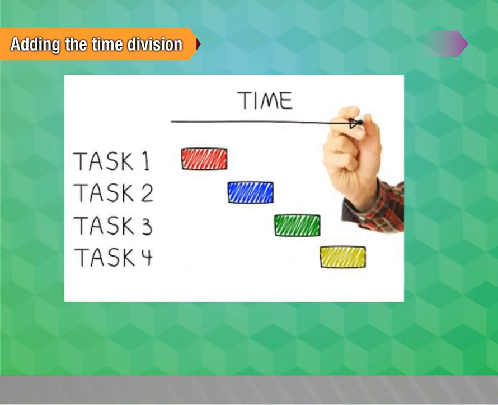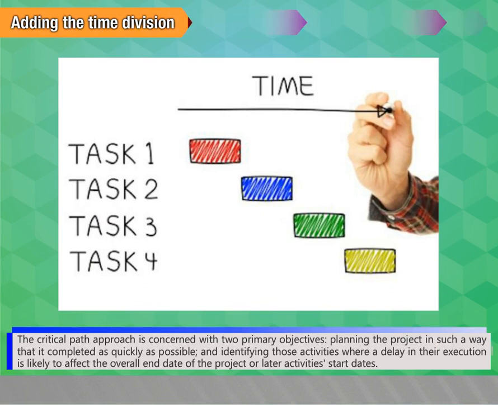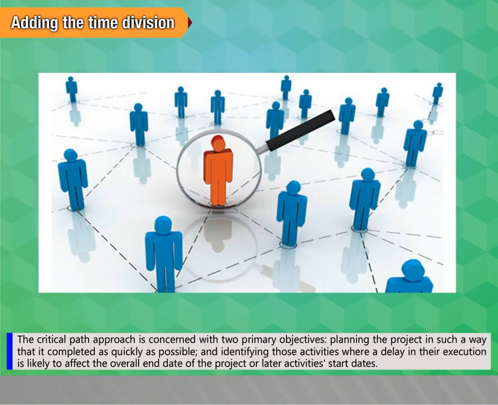Adding the time dimension. The critical path approach is concerned with two primary objectives: planning the project in such a way that it gets completed as quickly as possible, and identifying those activities where a delay in their execution is likely to affect the overall end date of the project or later activities' start dates.